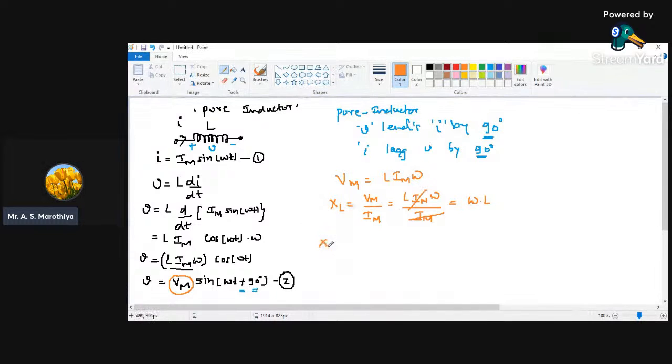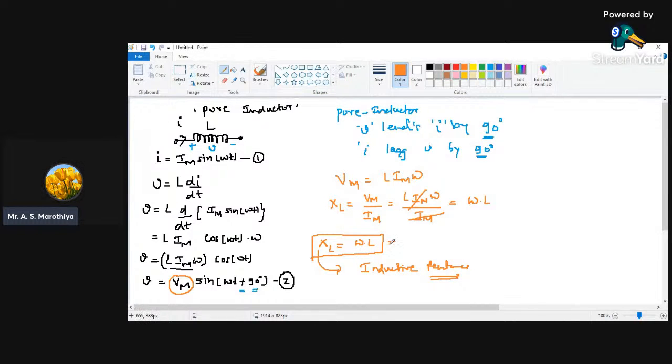So I am writing XL is equal to omega into L. Now this XL is known as inductive reactance. This is very important. So what is inductive reactance? Inductive reactance is simply the ohmic opposition offered by an inductor to the flow of current through it, or to the flow of alternating current through it. And the expression for XL is nothing but omega L.